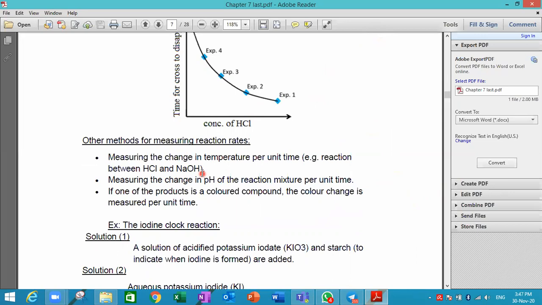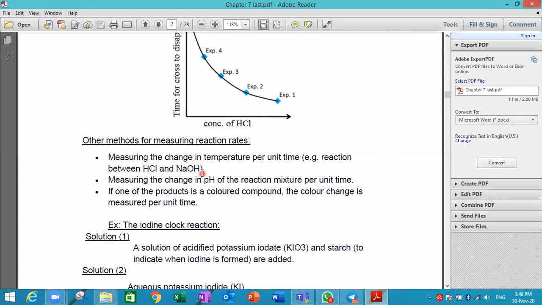Or, for example, measuring the change in pH of the reaction mixture per unit time. Also, this will give us the rate of the reaction. Or if one of our compounds, either the reactants or the products, was a colored compound, then we can measure the rate by studying what happens to the color of this compound. If its intensity becomes lower, or if it becomes higher, then we can measure the rate of such a reaction with time.